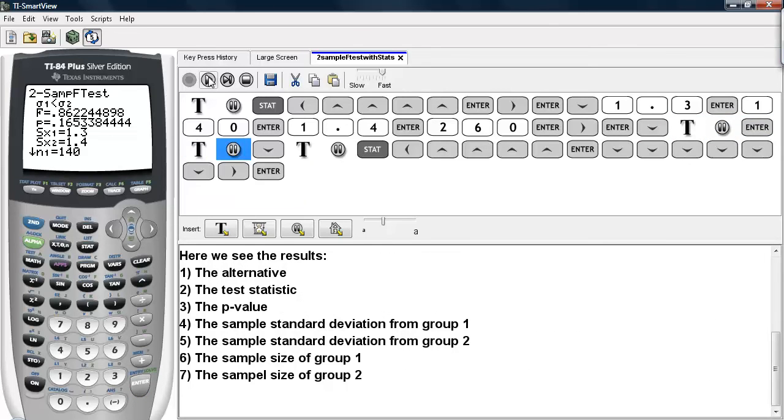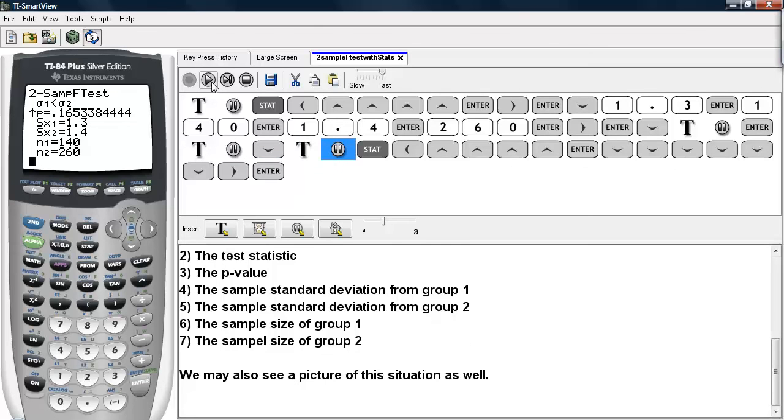And here's the information. We have the alternate hypothesis, the test statistic, the p-value, the sample standard deviation from group 1, the sample standard deviation from group 2, the sample size of group 1, and the arrow indicates that there's more information, and that'll be the sample size of group 2. We may also see a picture of the situation.